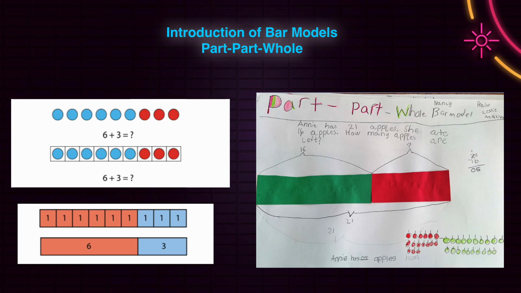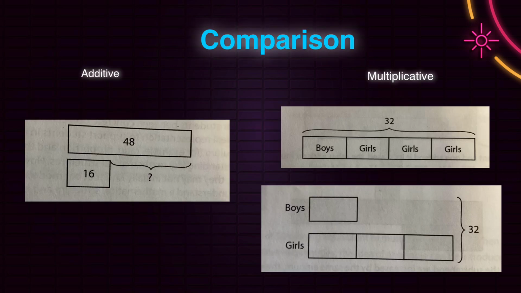The problems above demonstrate both addition and subtraction as part-part whole relationships. On the left, you can see bar models can be used to represent problems involving any sort of additive comparison. For example, what's the difference between 48 and 16? Or, if you have 16, how many more to make 48? These diagrams support the idea of subtraction as difference and as the inverse of addition.